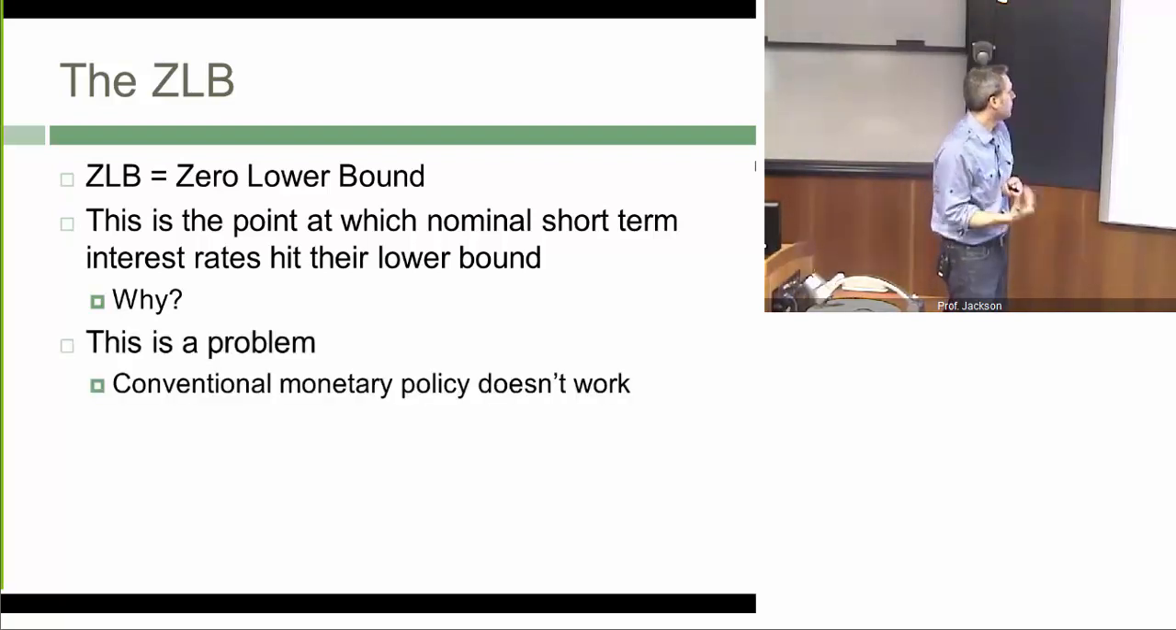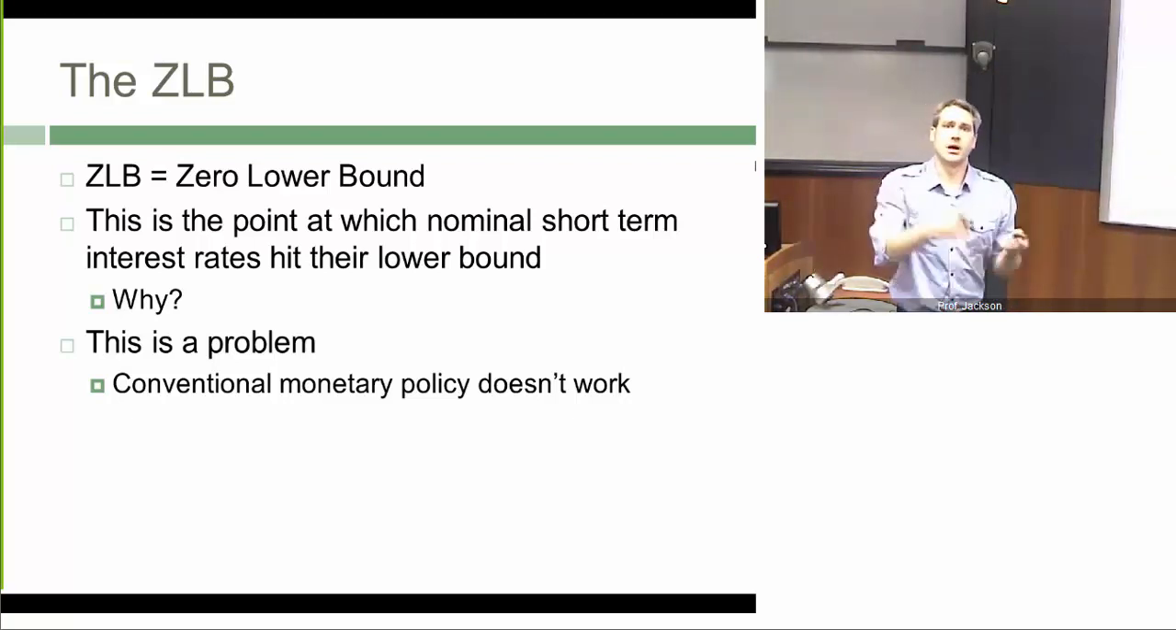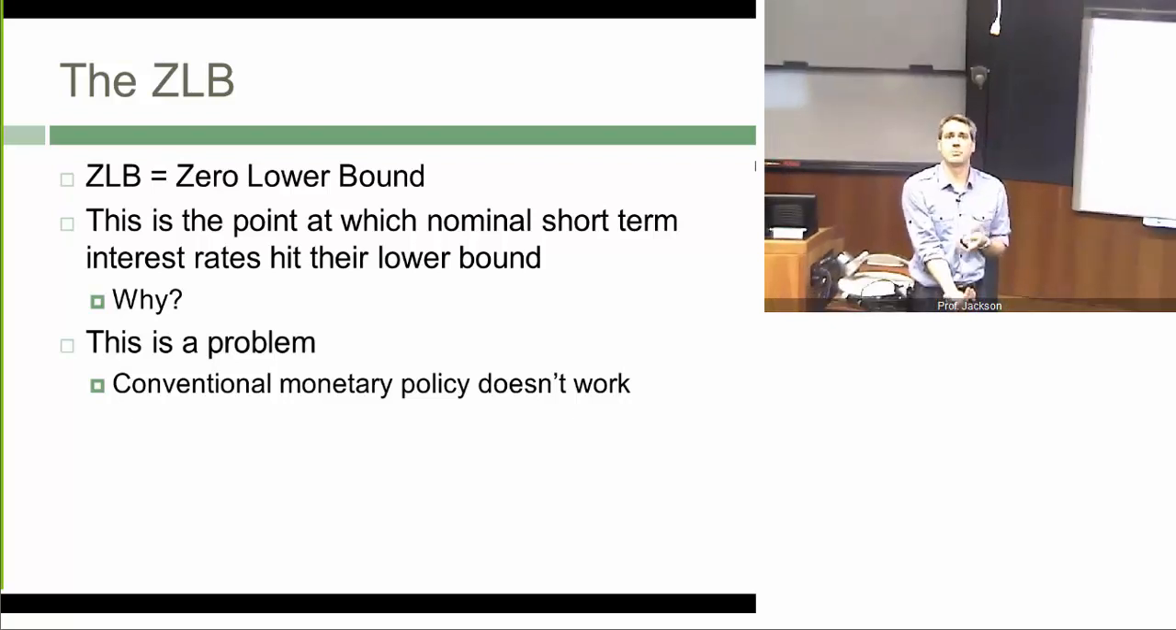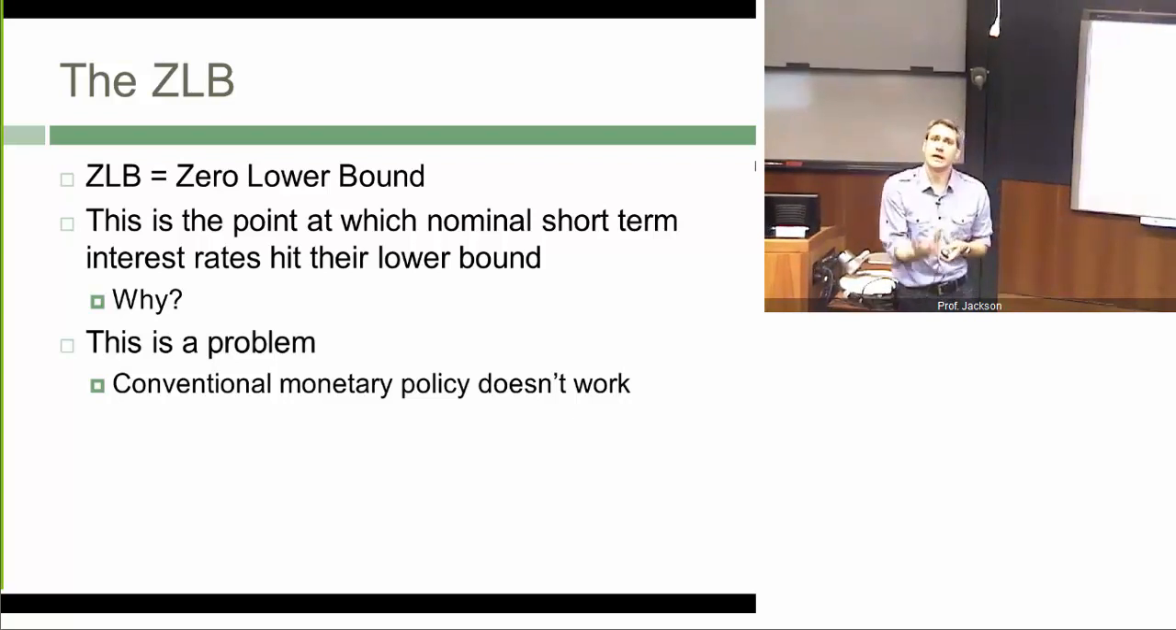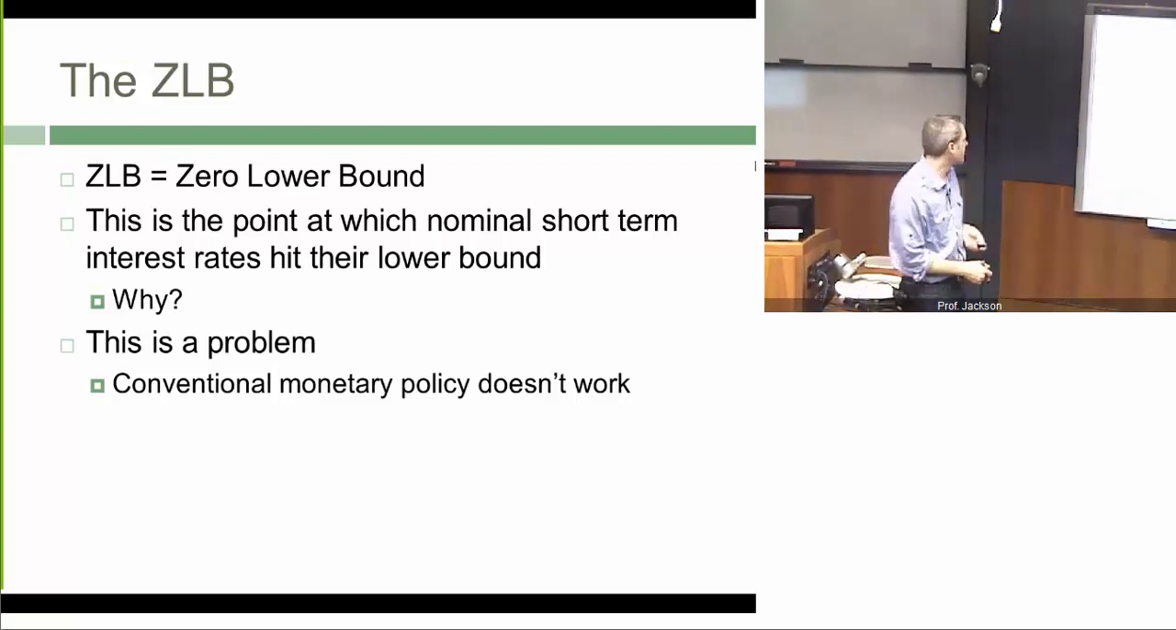This zero lower bound actually causes quite a lot of problems for a couple of reasons. First of all, conventional monetary policy doesn't work. We think about the typical way monetary policy operates with the Fed in particular, where the Fed is adjusting the short-term nominal interest rate, which is the Fed funds rate. We've hit that zero lower bound, so in essence the Fed can't adjust the nominal Fed funds rate. It has to do other things, and we'll see what those other things might be later on.